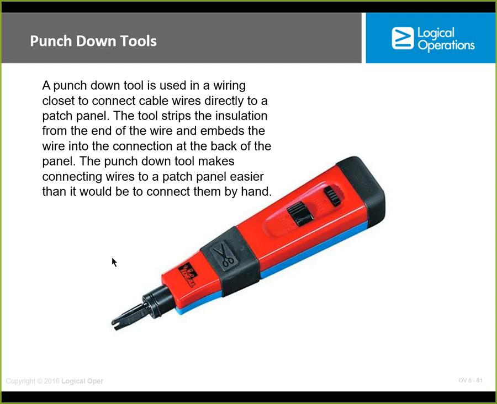A punch down tool is used in the wiring closet. This is used in the patch panel to push the wire into the patch panel and cut it at the same time. You see the little scissor symbol here. You punch down the wire into the receptors on the patch panel, and at the same time it cuts the wire off. It makes connecting wires to the patch panel easier.